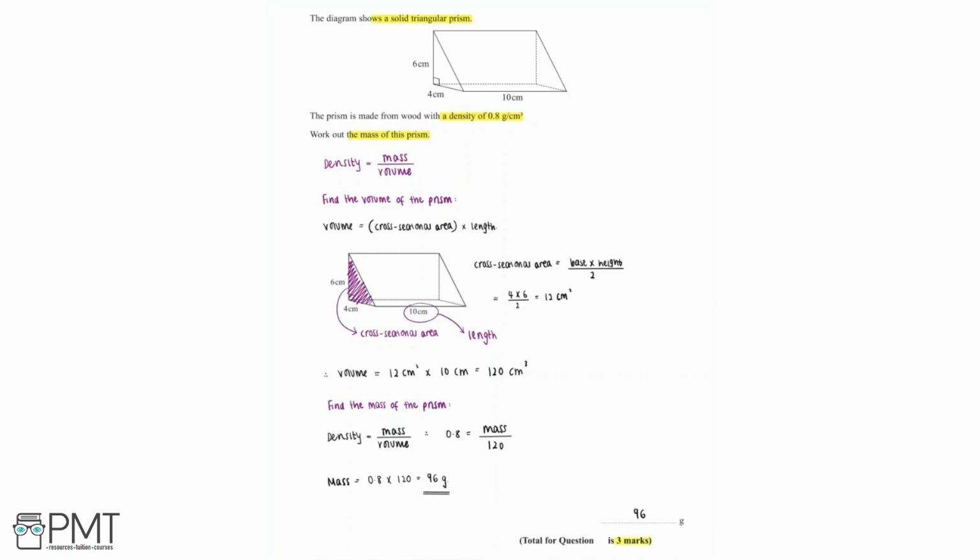Now this question is worth 3 marks. We get the first mark for finding that the volume of the prism is equal to 120 centimetres cubed. We get the second mark for substituting our values into our formula and for saying that 0.8 is equal to mass divided by 120. And we get the third and final mark for saying that the mass is equal to 0.8 multiplied by 120, which is equal to 96 grams, allowing us to get the full 3 marks needed in this question.